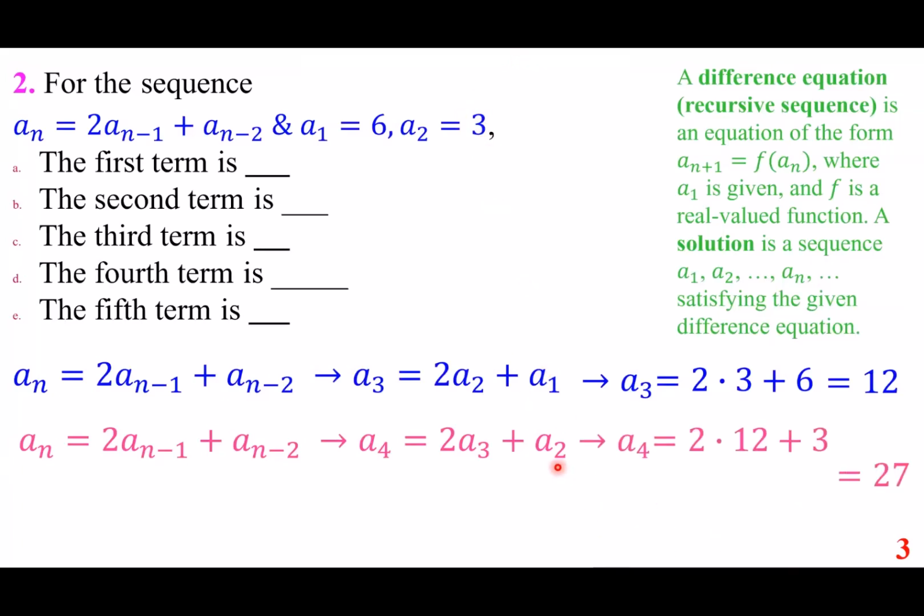And again, when you find 2 of them, a sub 3, a sub 4, the assumption is you can continue finding everything else. So part A was 6, part B was 3, we found 12 and 27, and I'm going to leave it for you to find the next one, which is going to be 66.